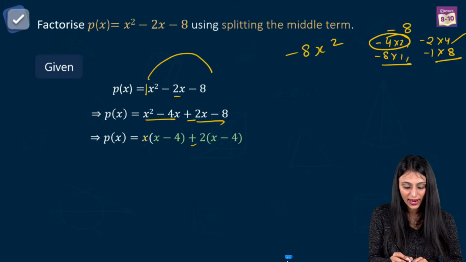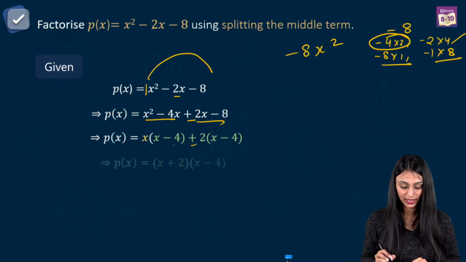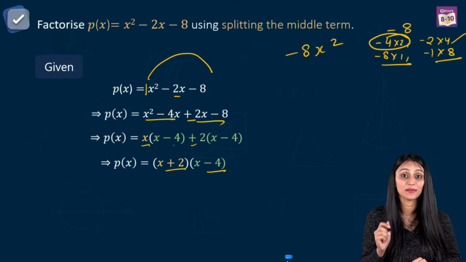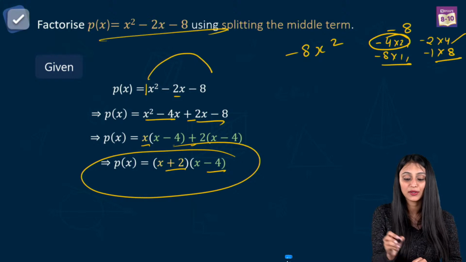Alright, so x times x minus 4 plus 2 times x minus 4. This is what we are going to get, right, once you take common. So the factors that we have from here are x plus 2 and x minus 4. So these are the factors of this given polynomial over here.